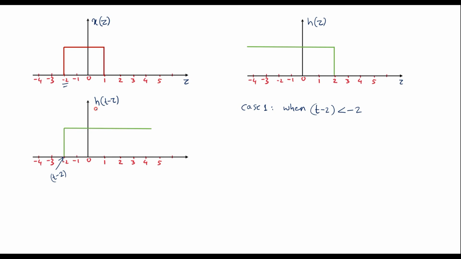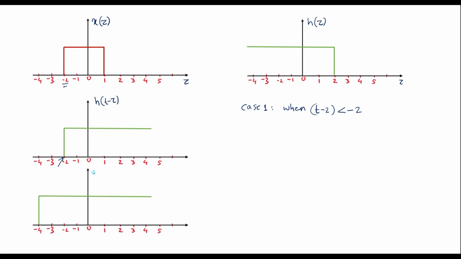So now we are supposed to shift this h of t minus tau towards the left side such that t minus 2 becomes less than minus 2. So we can shift this towards the left anywhere from minus 3 to minus infinity. So this is h of t minus tau when t minus 2 is less than minus 2. That is, this t minus 2 is shifted towards the left by 2 more units. So now the signal has begun from minus 4. So now we'll try to perform the convolution between this signal and h of t minus tau.